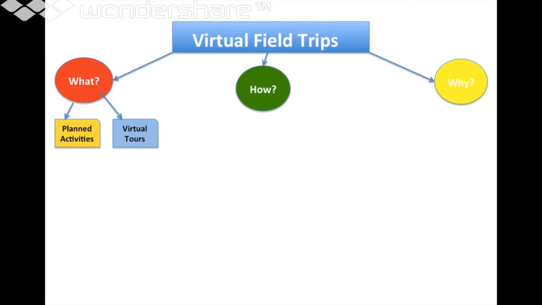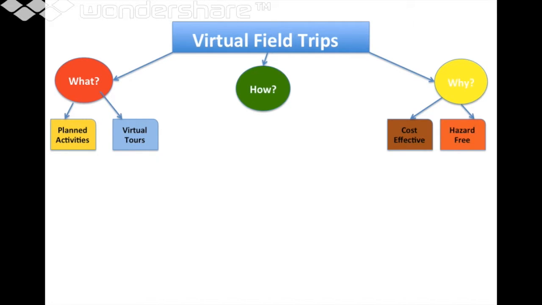Next, I want to talk about what I placed under the yellow circle. On the left, under the yellow circle, asking why, is a square labeled cost effective. I used a copper-colored square because it reminded me of copper-colored pennies. And these virtual field trips are either free or very inexpensive. This makes them a good option for schools on tight budgets.